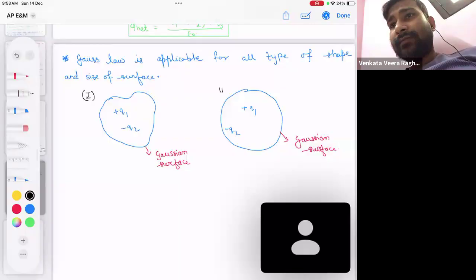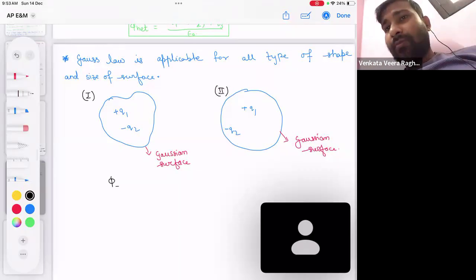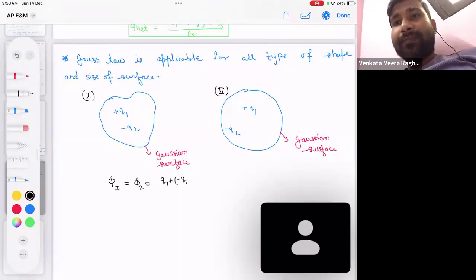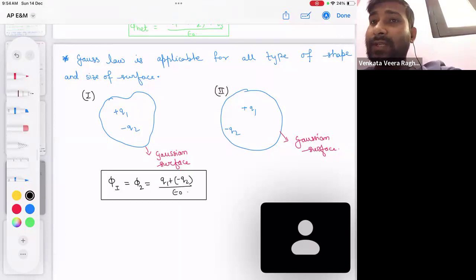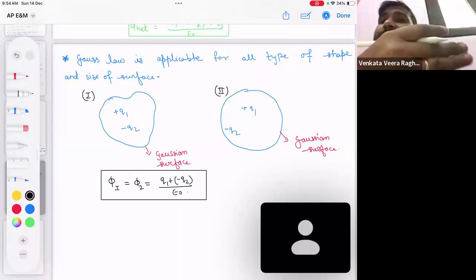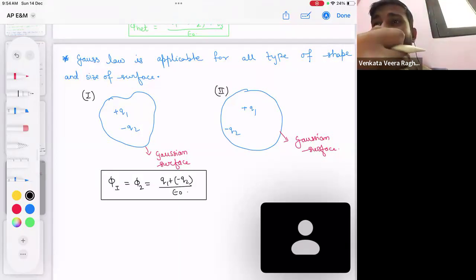Does it depend on the shape? No, sir. Can I say the flux in case 1 and the flux in case 2 are both the same, and equal to (q1 minus q2) by epsilon naught? Have you seen what you have learned here? Flux through the Gaussian surface does not depend on the shape, it does not depend on the size, and it does not depend on where the charges are placed, as long as they are within the Gaussian surface, right? See that?